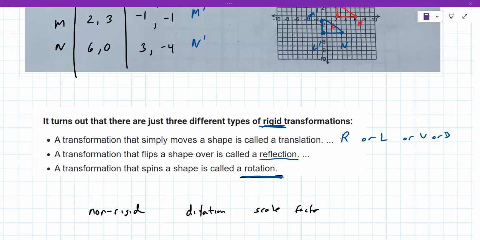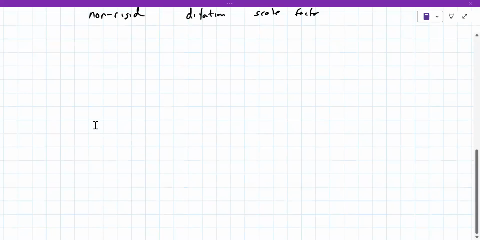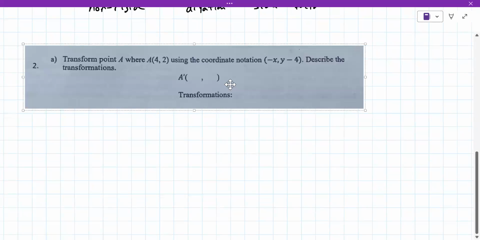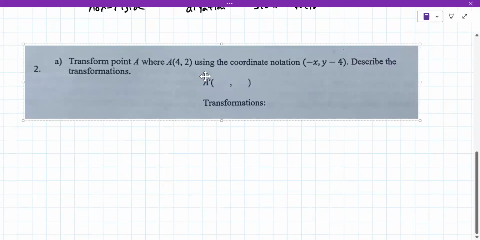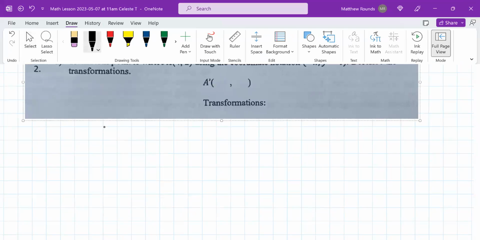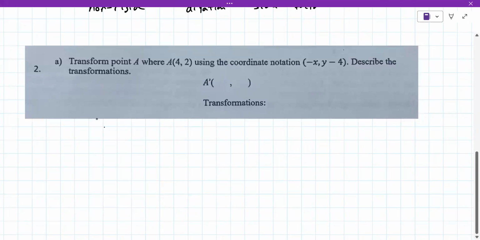All right, so let's look at 2A. It says here, transform point A, where A is 4, 2, using the coordinate notation. So it says here, it's negative x right here. It means to negate the x value. So you actually perform that operation on the x value. Y minus 4 means to subtract 4 from the y value. So 2 minus 4 is -2.